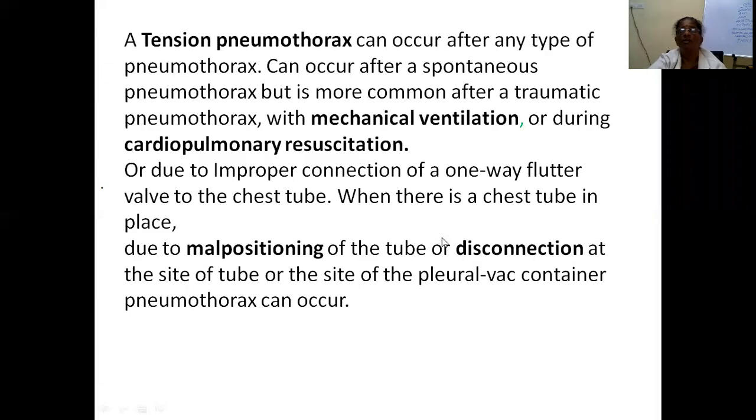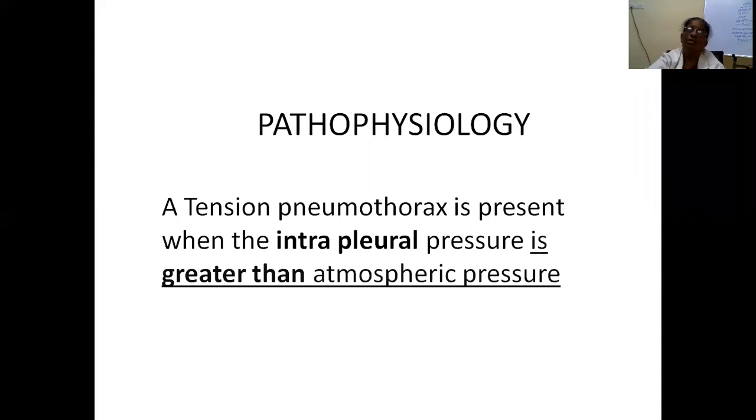So what are the etiologies? Tension pneumothorax can occur due to spontaneous pneumothorax, which may turn into tension pneumothorax, or on mechanical ventilation or cardiopulmonary resuscitation, or malpositioning of the tube or disconnection of the tube, or anything that can cause a pneumothorax and can turn into a tension pneumothorax.